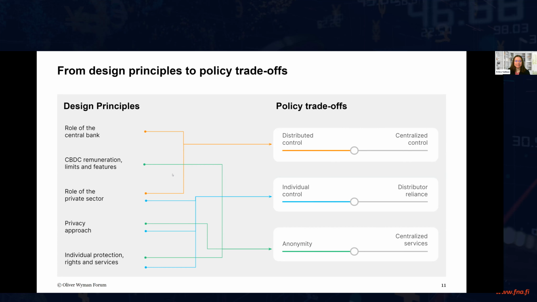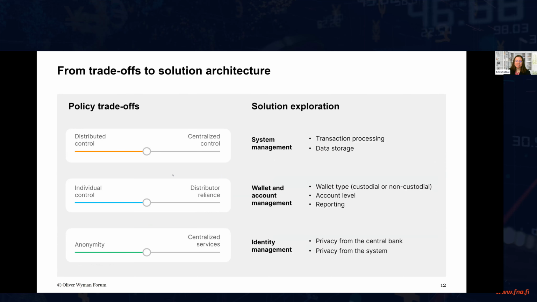Sure, so if we can go to the next slide. As Larissa mentioned, this is not a comprehensive list. And I just want to dive a little bit into how we got to these trade-offs and then link that back to our solution exploration. So we did start with a very large set actually of design principles and policy trade-offs. And what we looked at is trying to figure out what technical solutions would impact the ability to achieve a particular spot on that spectrum.